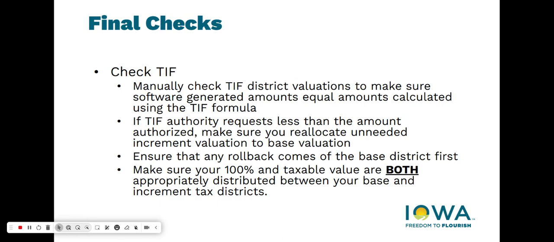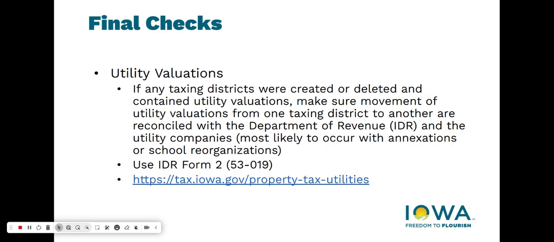Manually check your TIF district valuations and just make sure that the software-generated amounts equal the amounts calculated using the TIF formula. If a TIF authority requests less than the amount authorized, make sure that you're managing that within your software by reallocating unneeded increment value over to the base value. Any assessment limitation comes off of the base district first, and make sure that your 100% and taxable value are both appropriately distributed between the base and increment tax districts.